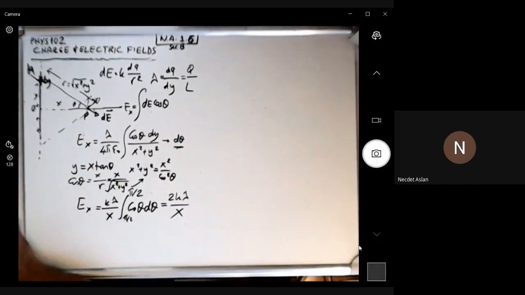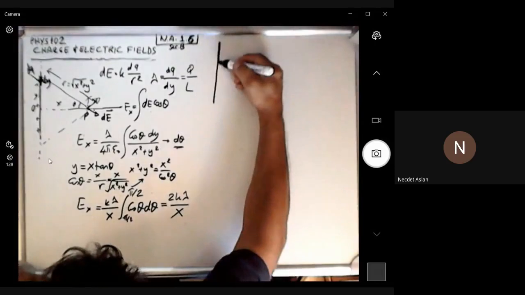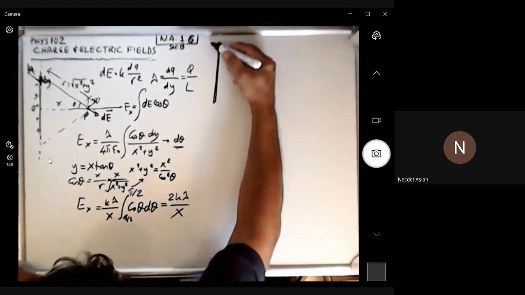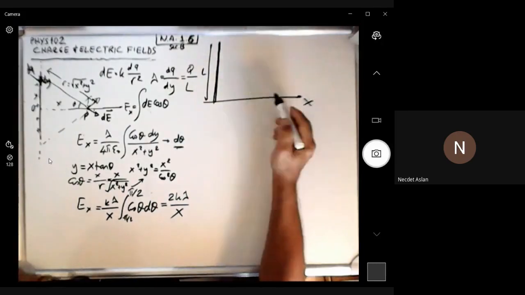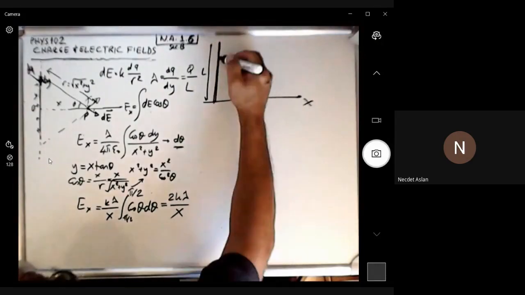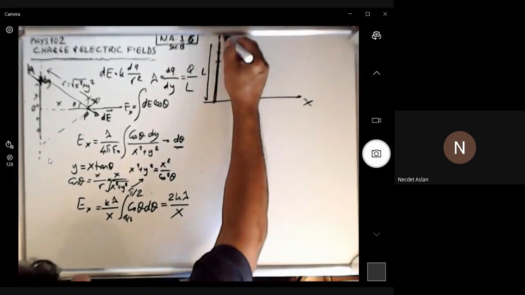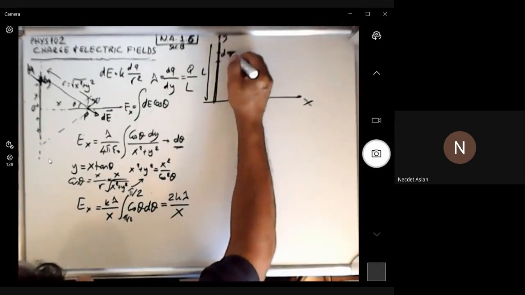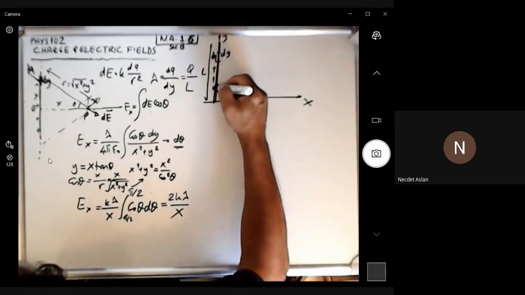Now let's change this problem into something that is finite. For instance, suppose that we now have a finite length of this rod, and its total length is given by L, and this is the x-axis, and we would like to again find the electric field. Again, we do the same thing. Since this is the y-axis, we say this is dy, inside there is dq, and of course all plus.